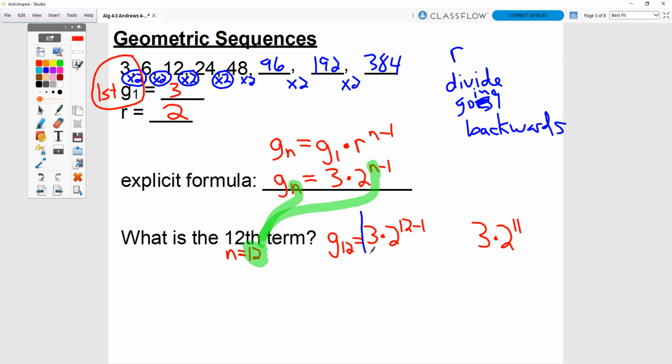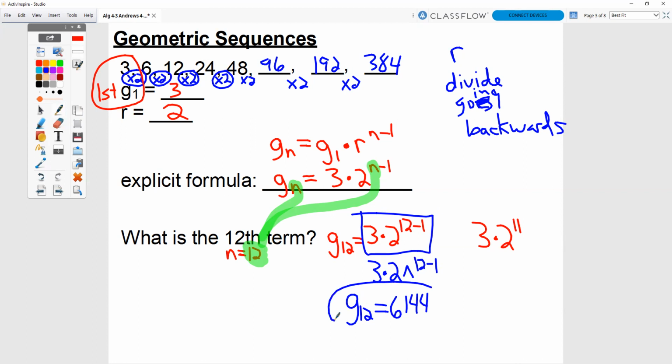So in the calculator, you're typing in 3 times 2. Remember, when you type it into the calculator, 3 times 2, caret button, 12 minus 1. All right, be very, very careful like that. Or 3 times 2, caret button, 11. All right, when you do that, you should get an answer that G sub 12, the 12th term in the sequence, is 6,144.